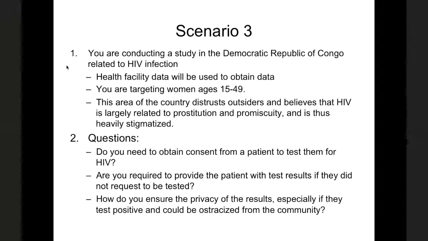Yeah. Well, in the interest of time, WHO policy does allow for unlinked testing. It does not require that you tell them the results of their test, positive or negative, either way. And so, anyway, I think there was one more scenario, but we're out of time. It's probably in your packet or something like that. Thank you for your time.